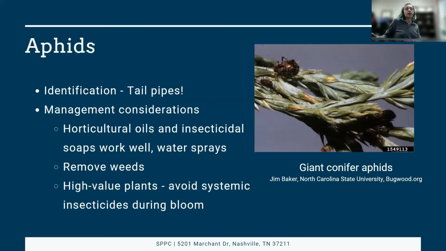This is where removing weeds is really important for our foliar feeding pests like aphids. They like to hide out on, and a lot of them feed on, many different host plants. So making sure we're keeping our weed pressure low is important in reducing pest pressure here.